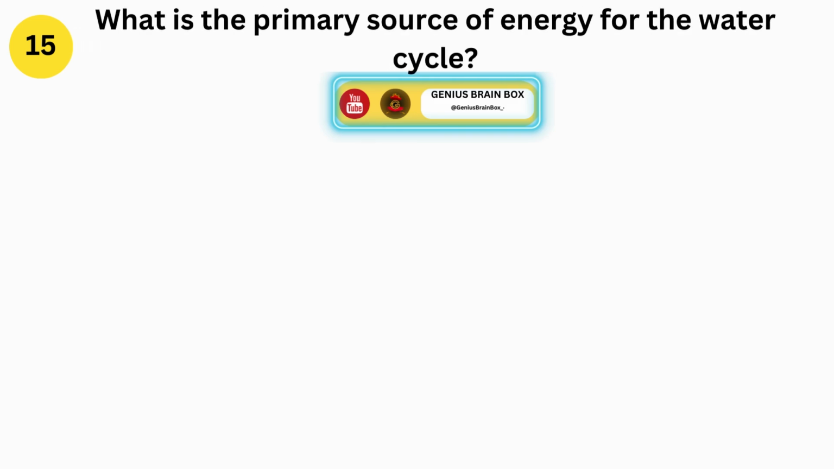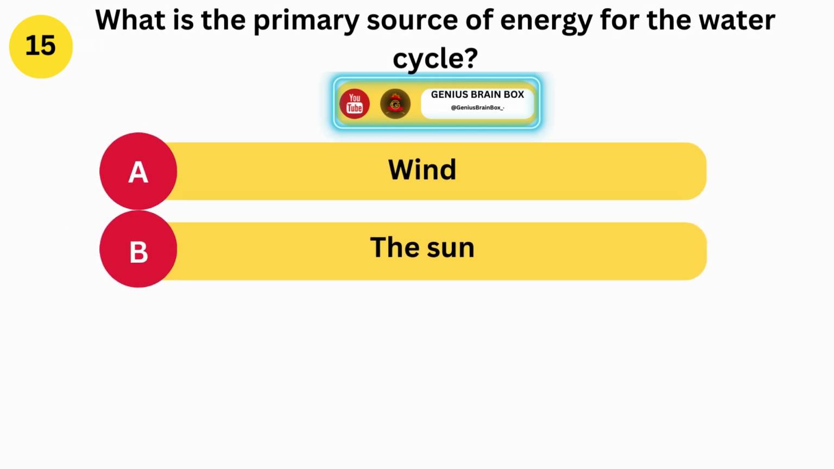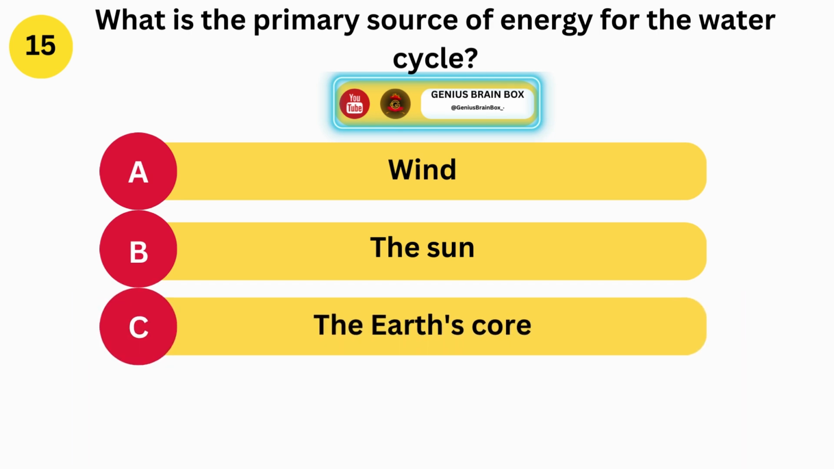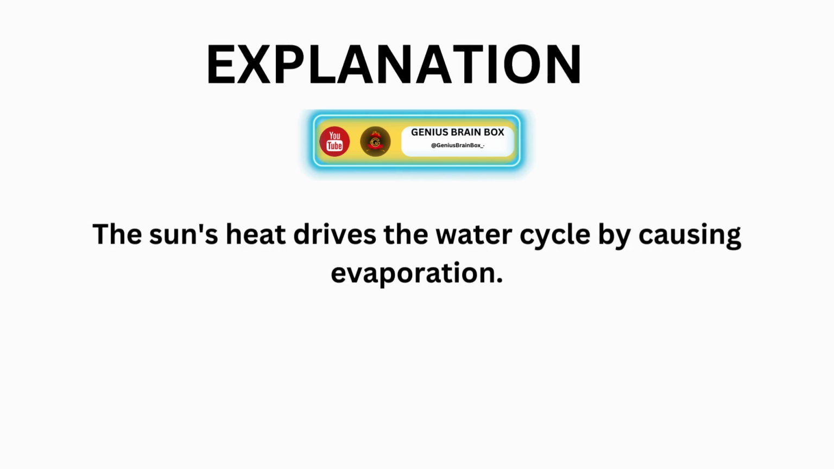What is the primary source of energy for the water cycle? Option A. Wind. Option B. The sun. Option C. The Earth's core. Correct answer is... Explanation. The sun's heat drives the water cycle by causing evaporation.